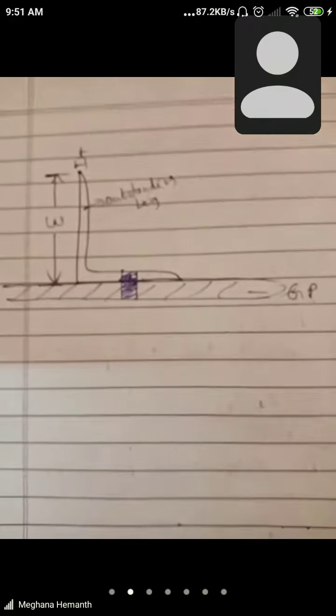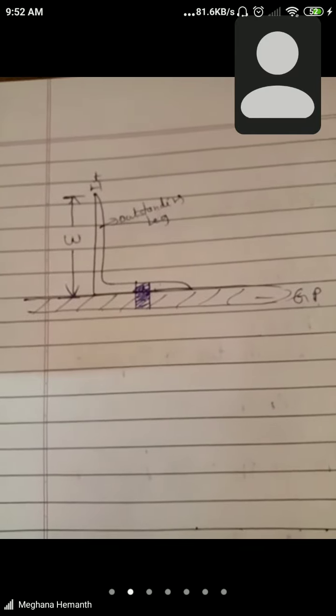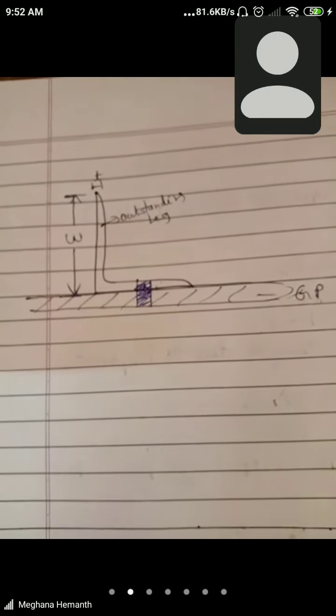This leg is known as your outstanding leg. Please remember, always the leg which is not connected, or the leg which is free, is known as your outstanding leg. It is very important when you try to draw your figures, or when the figures are not given in your question. There are chances you get confused about which is your outstanding leg and which is your connecting leg that has to be taken.